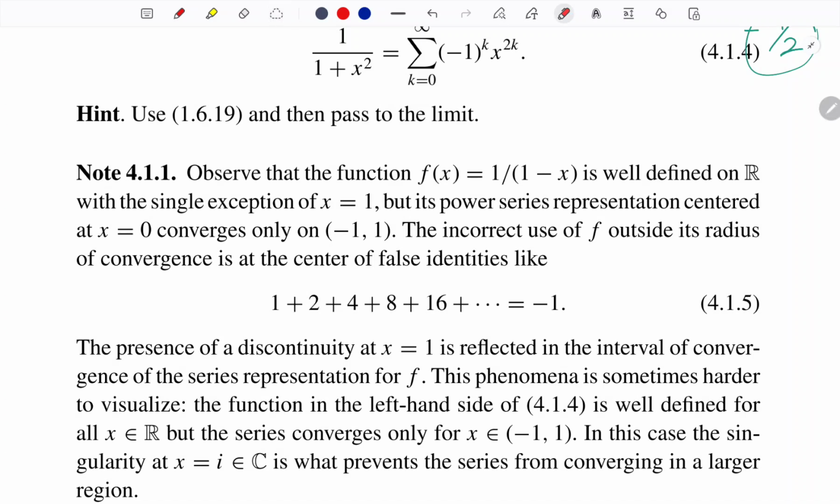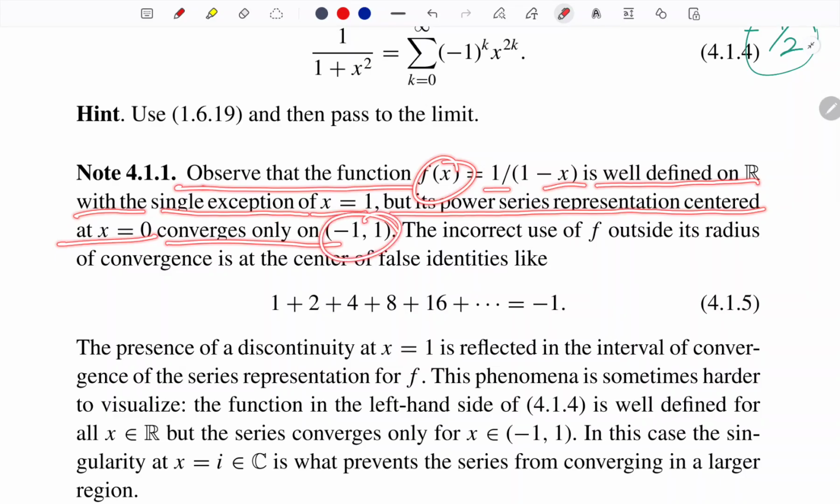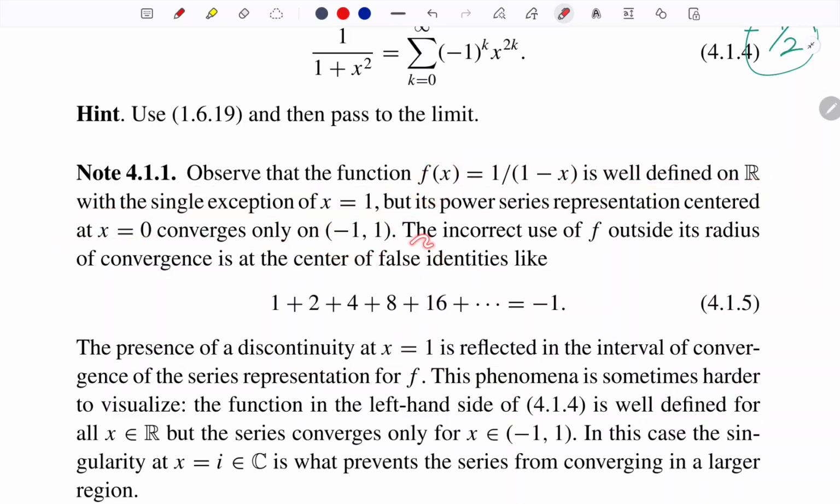There is some information written over here. Observe that the function f of x equals 1 over 1 minus x is well defined on R, with the single exception x equals 1, right? Because its power series representation centered at x equals 0 converges only on this interval. The incorrect use of f outside its radius of convergence is at the center of false identities.